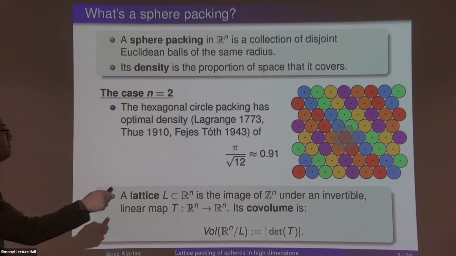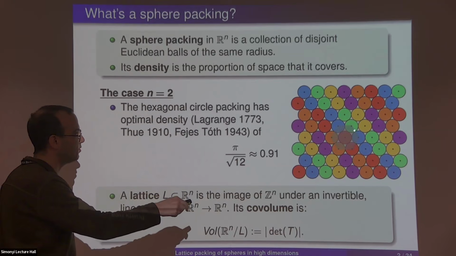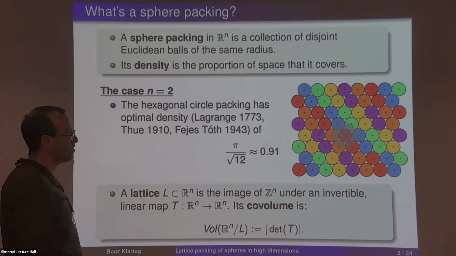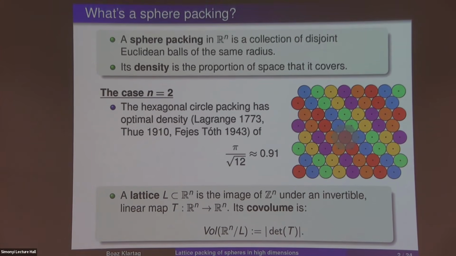And why is that? Because each circle has 6 neighboring circles. If you look at the centers of these 6 neighboring circles, then these are the vertices of a regular hexagon. This is why it's called the hexagonal circle packing. The density of this hexagonal circle packing is pi over root 12, so roughly 91% of the area of the plane is covered by circles of this packing. And it was shown a long time ago by Lagrange and rigorously by Thue and Fejes Tóth that this is optimal. So this is the best density, the maximum density of any sphere packing in the plane.